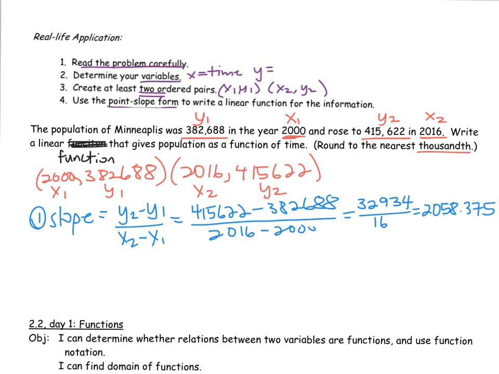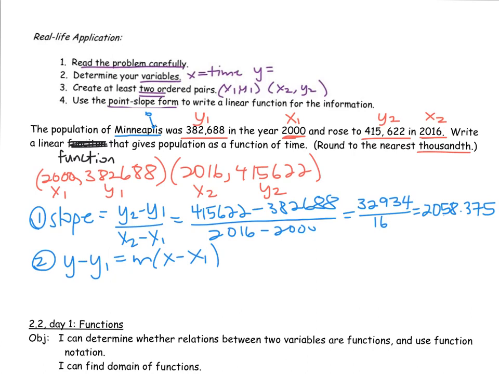To write the linear model, the second thing we'll then do is plug this into point-slope form. We'll do y minus y1 equals m times x minus x1. And if anybody noticed, I just recognized that I spelled Minneapolis incorrectly. There should be an O right there. Sorry about that. All right, let's plug in what we know.